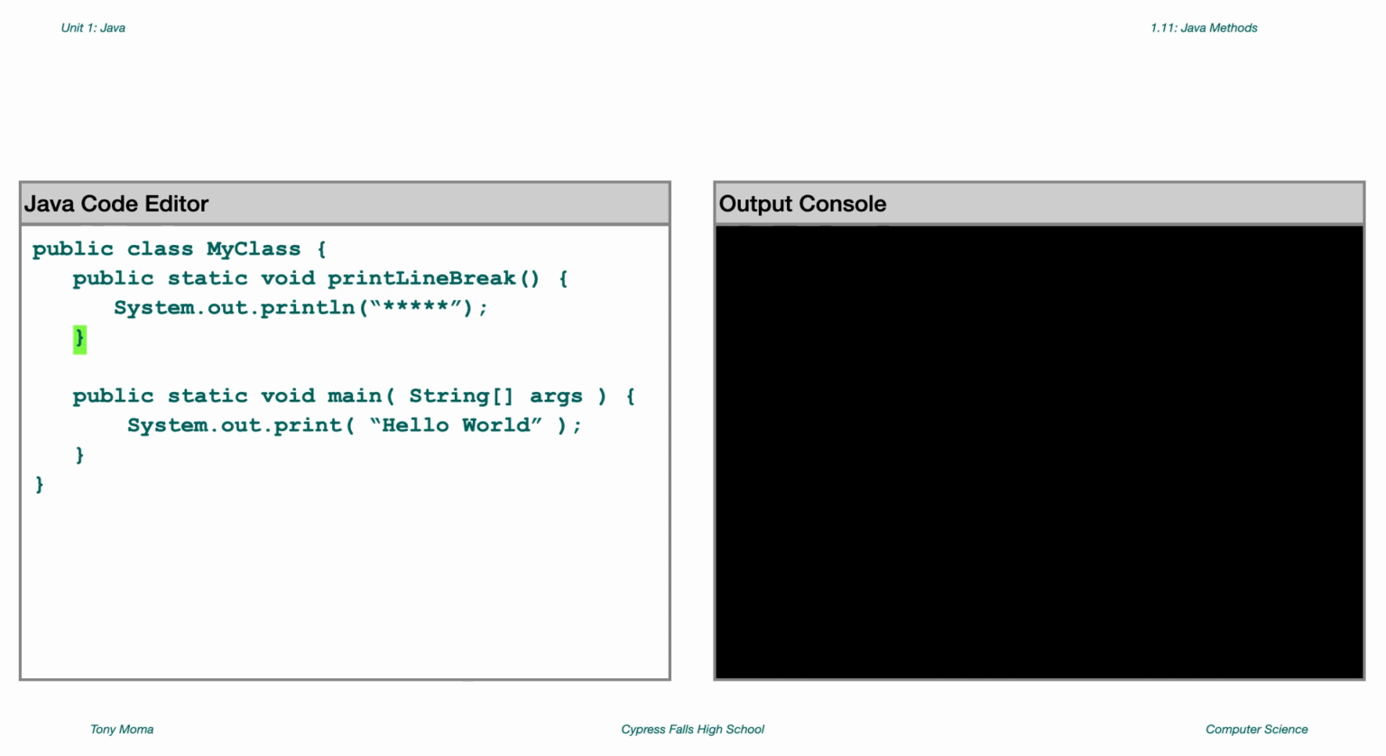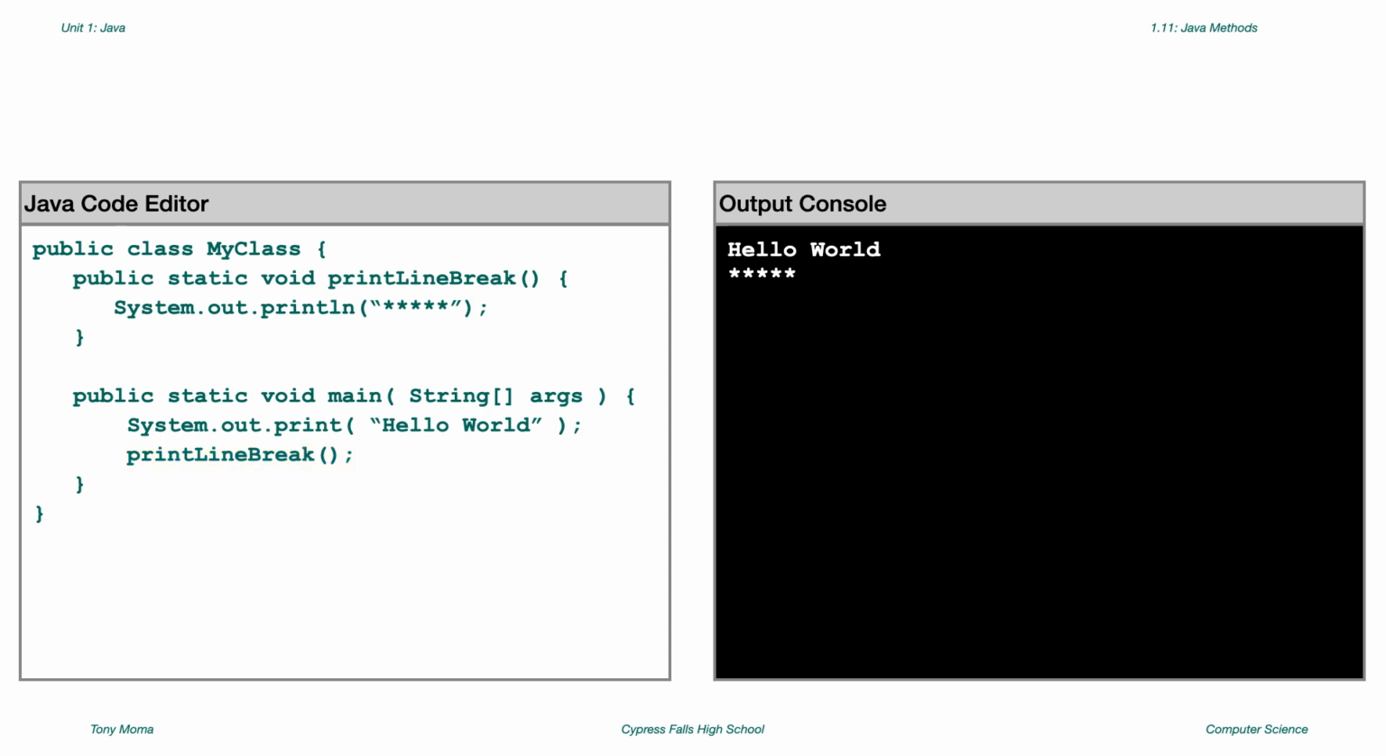method. Now, that all being said, just because we wrote the definition of a method does not mean that when we click the run button, the method will get executed. When we click run, only the main method will get executed. If we want our newly created method to get executed, then we need to call it inside the main method. So when we hit the run button, the main method gets executed. And what do we have written inside the main method? The first statement says print hello world. Then after that, we call the print line break method, which prints out the 5 stars, which is what we defined it to do.